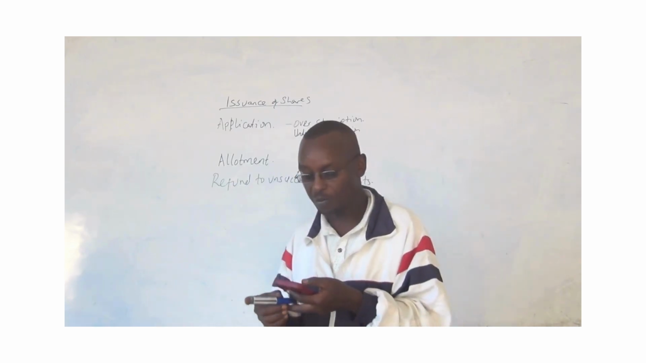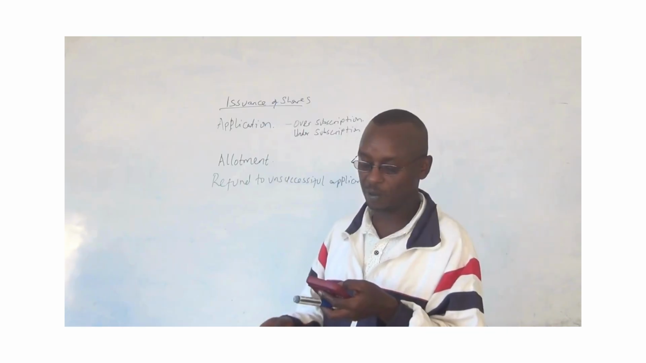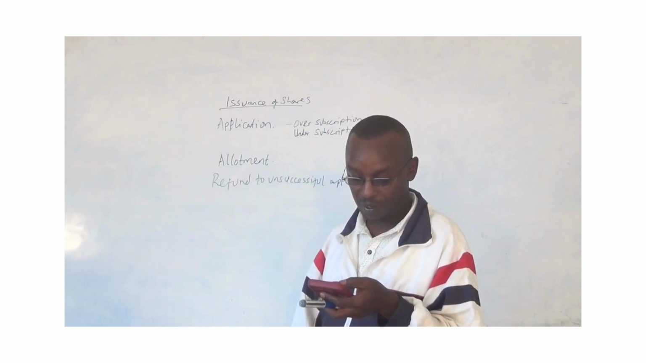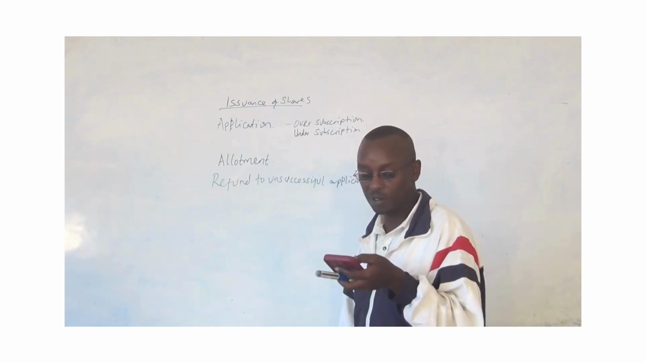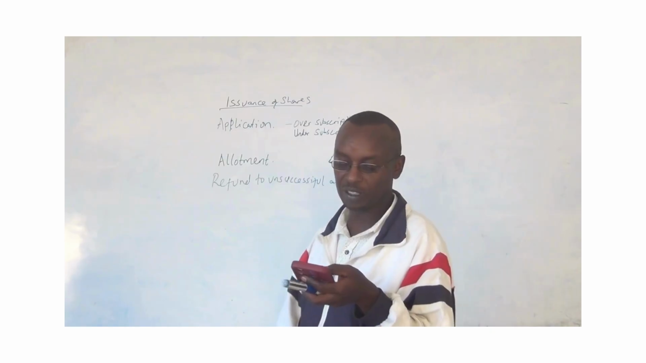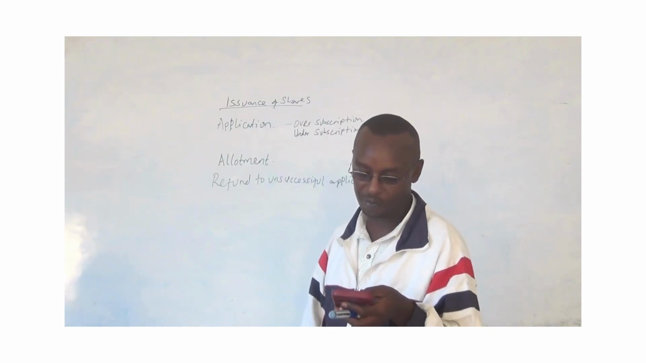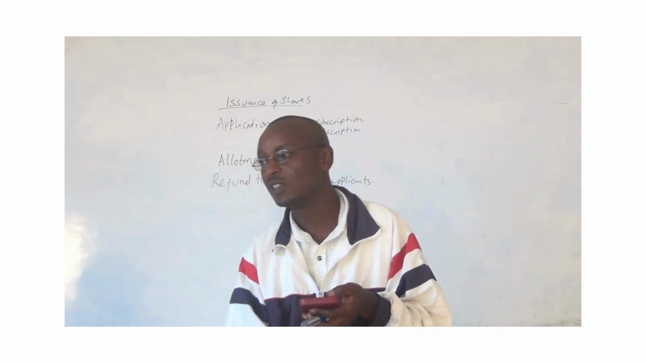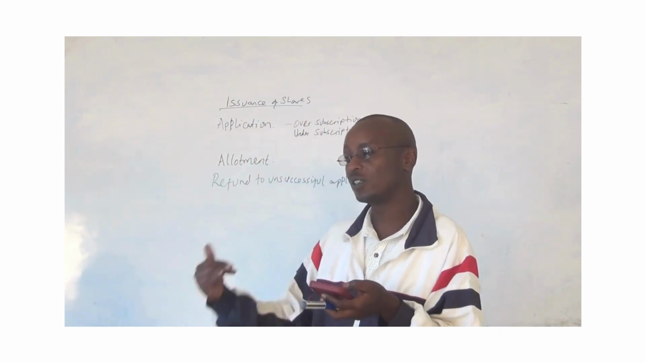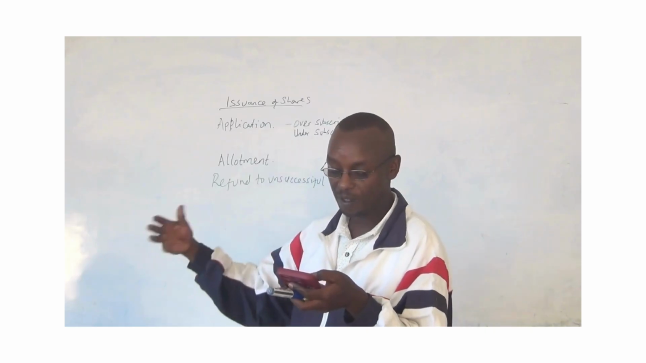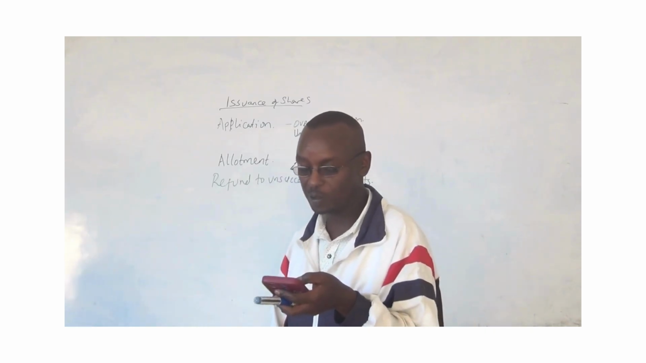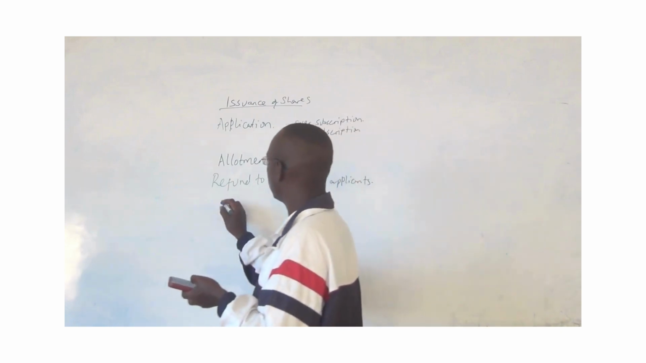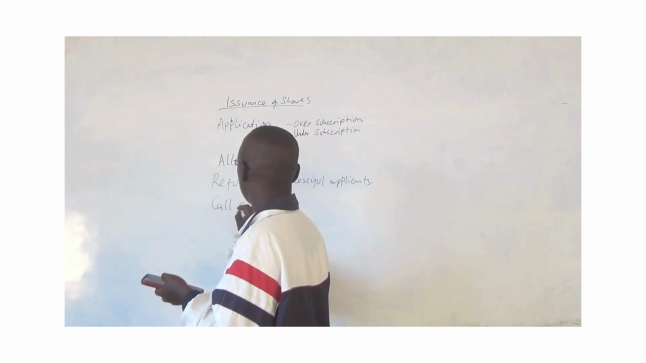So for the unsuccessful applicants, any fee paid on application is refunded, and for those applicants who were allotted fewer shares than those which were applied for, they may either be refunded or you use the excess money in the subsequent stages. So this is what we call the call stage.